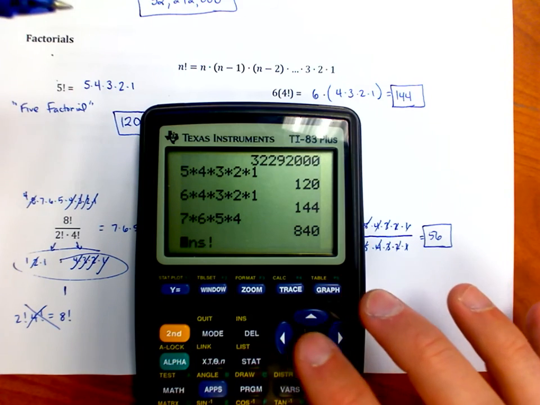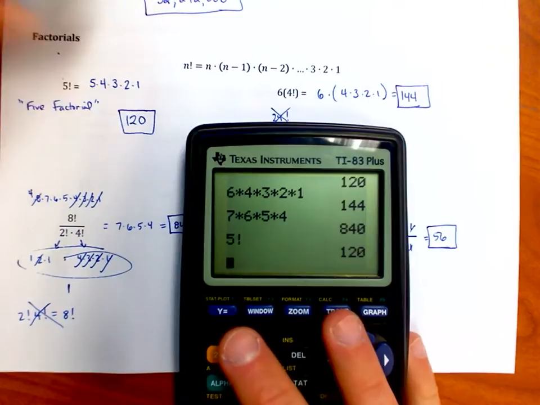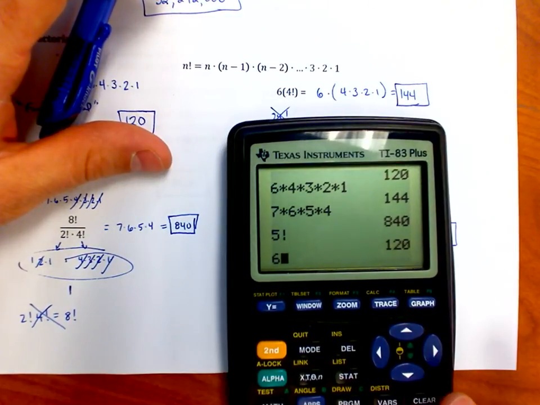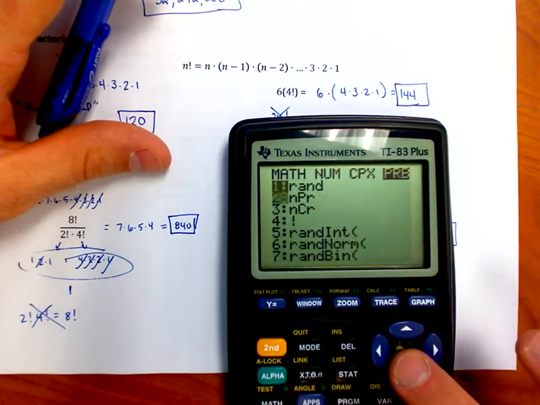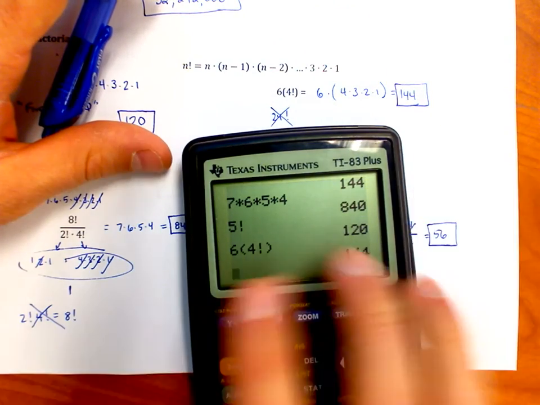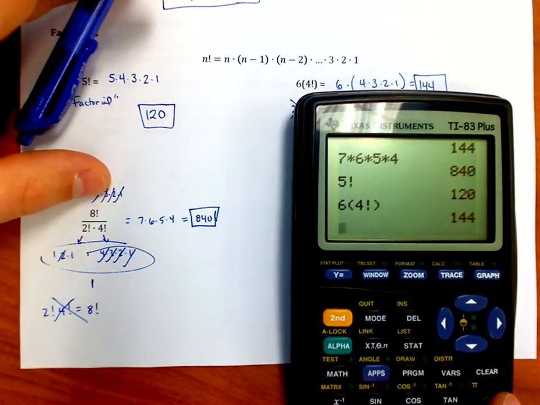Okay. Oh, let's don't do 840 factorial. Let's replace that with 5. What is 5 factorial? I type that in and it gives me the 120. What is 6 parentheses 4 math menu option 4 factorial? It's 144. What is 8 factorial over 2 factorial times 4 factorial?